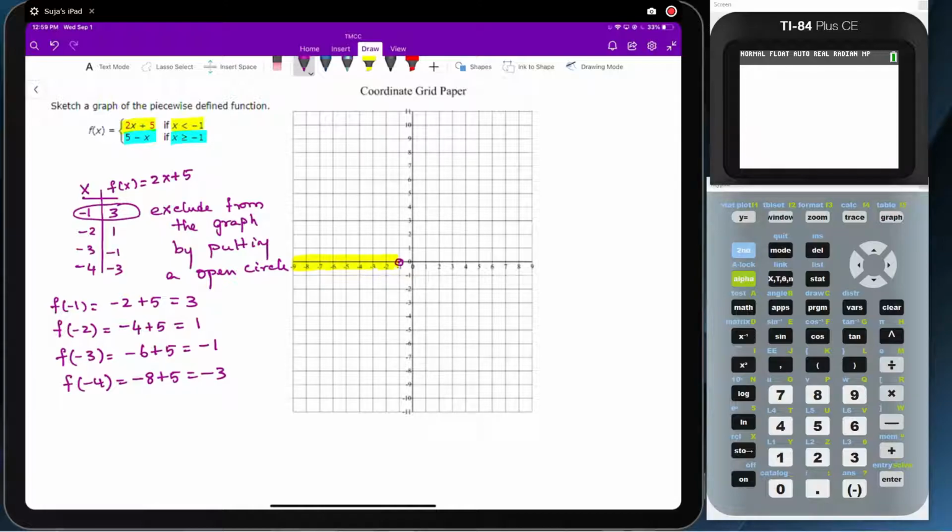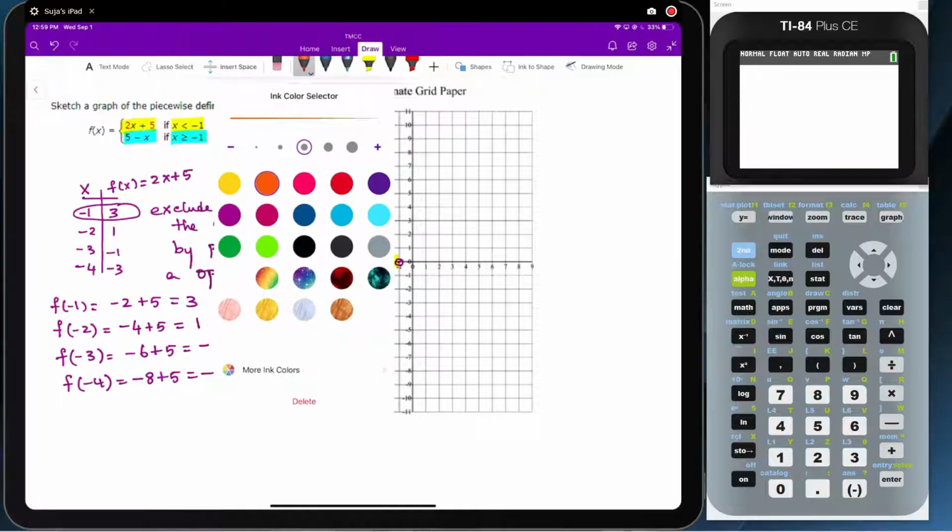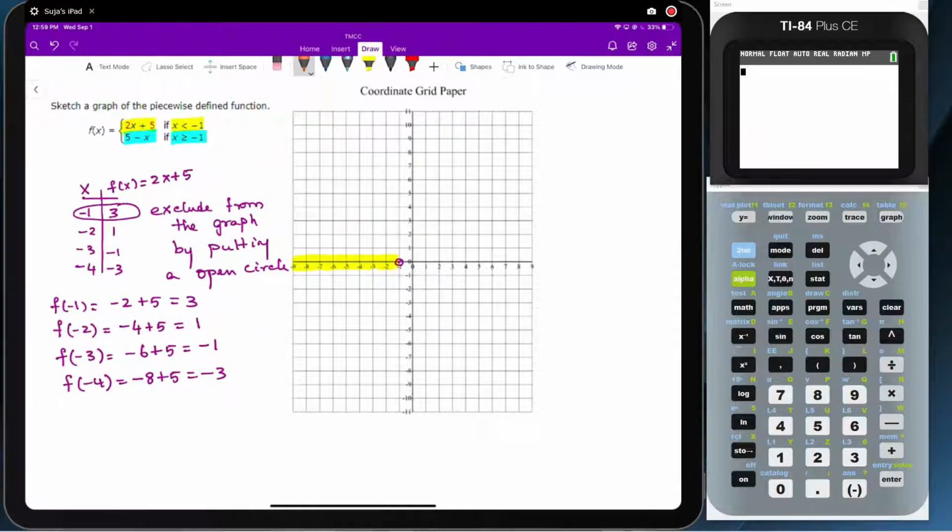So when I plot these points in the graph, the points I'm going to have is -1 comma 3, which is x is -1, y is 3, will be a point here, but it has to be an open circle, right? And then x equals -2 comma 1. When x is -2, the y value is 1, so there will be a point here. x is -3 comma -1.